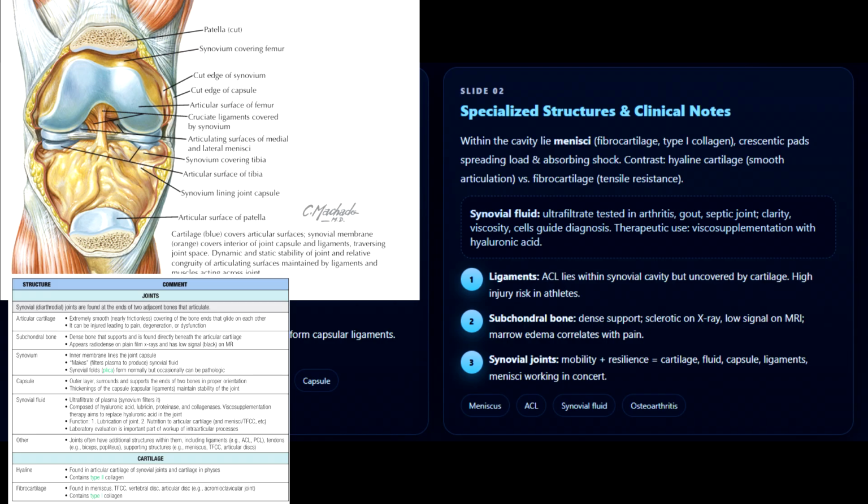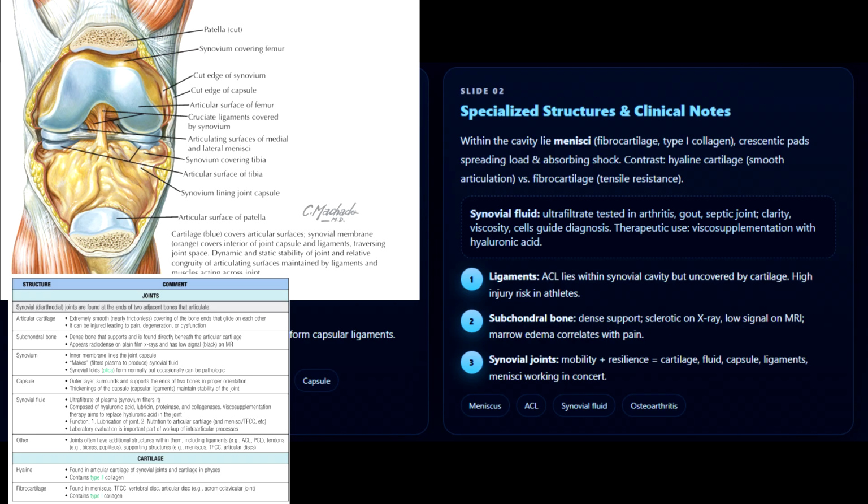One more note before we step back from the diagram: the subchondral bone. This dense layer sits just beneath the articular cartilage, supporting it structurally. On imaging, subchondral changes are often the first indicators of pathology. On plain X-ray, it appears sclerotic, while on MRI, it shows up as low signal intensity. Bone marrow edema in this layer is a hallmark of many joint disorders and correlates strongly with pain. So, in this single image of the knee joint, we have before us the essential architecture of all synovial joints.